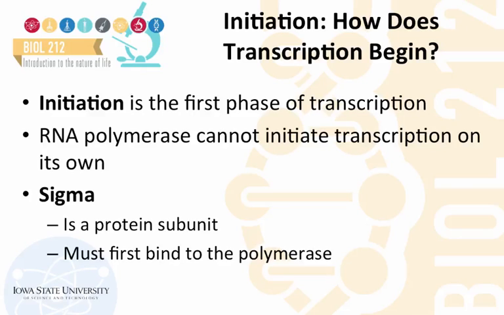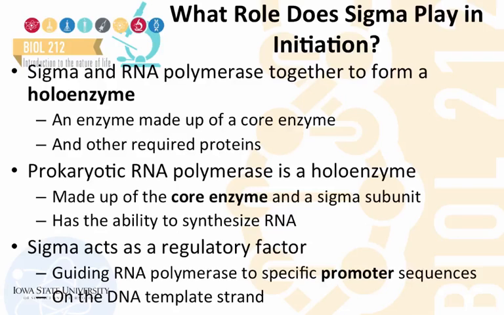The first stage of transcription is called initiation. This help is provided by a protein subunit called sigma that first binds to polymerase, forming a holoenzyme. A holoenzyme is basically a protein complex made up of a core enzyme and additional required proteins that together serve a particular function, which in this case is beginning the process of transcription. Prokaryotic RNA polymerase is also a holoenzyme that is made up of the core enzyme and a sigma subunit.